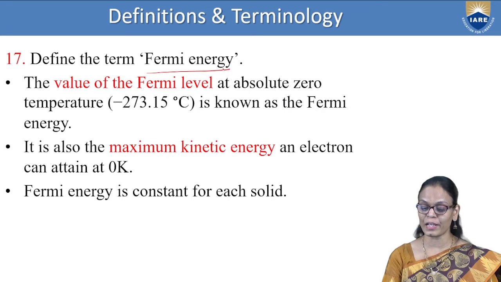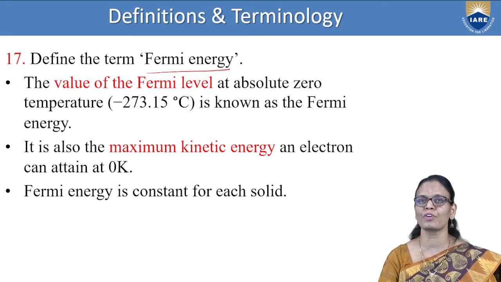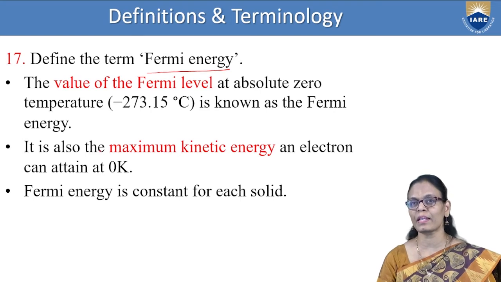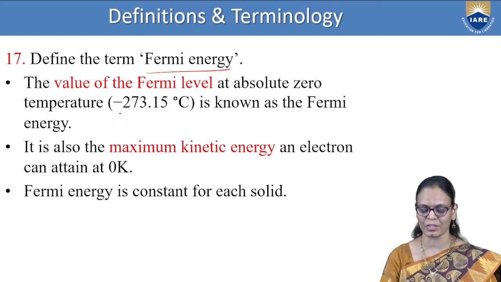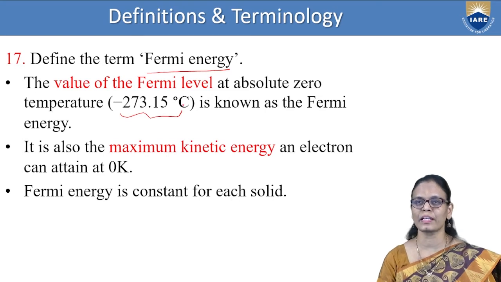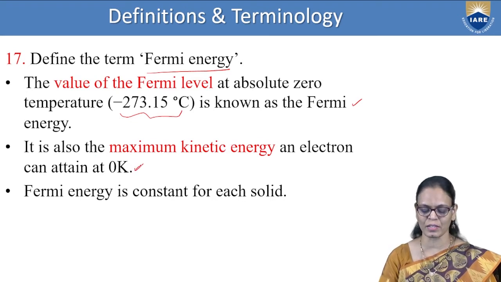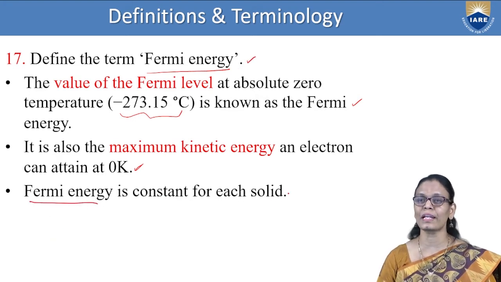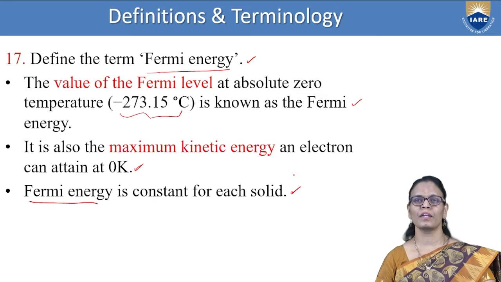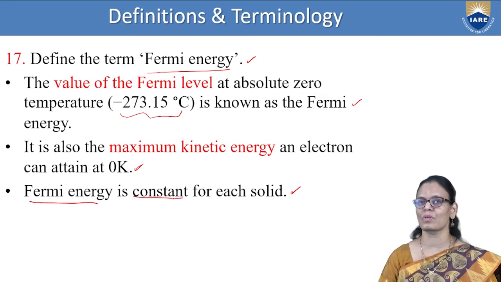Now define the term Fermi energy. We have seen Fermi level. Now what is Fermi energy? The value of the Fermi level at absolute zero temperature, that is minus 273 degrees Celsius, is known as Fermi energy. Or it is the maximum kinetic energy an electron can attain at 0 Kelvin. So at 0 Kelvin, what is the maximum kinetic energy the electron can have? That we call Fermi energy. And this Fermi energy is constant for each solid. It depends upon the solid we are considering. For different solids, it is different. So it is a constant for each solid.